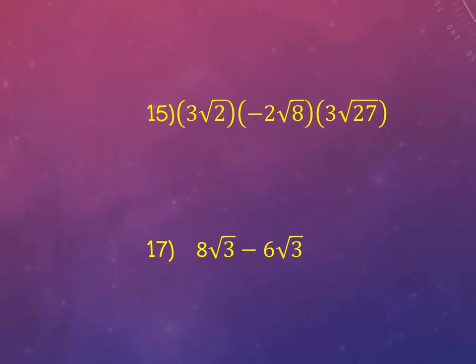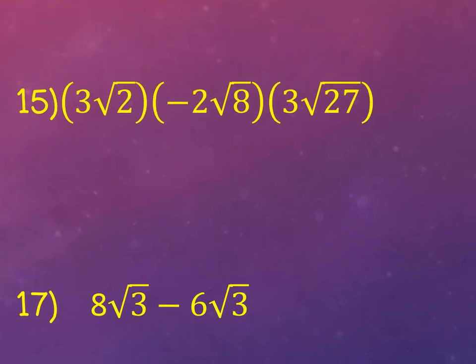Now I go to 15. I've got 3 different terms here being multiplied together. I'm going to group all the coefficients. So 3 times 2, root negative 2, which is negative 6, times 3, negative 18. That's the numerator.